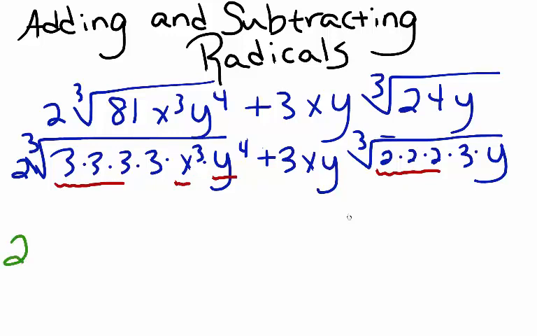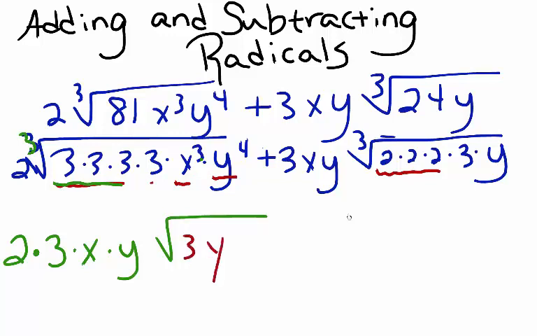So now I have 2 times, and I take this perfect cube, 3 times 3 times 3, the cube root of that is 3, and I look at my index, which is 3, and I see how many times does that divide into my exponent of x. 3 divides into 3 one time, so I can take an x out of my radical. I look at my index. 3 divided into 4, which is the exponent for y, divides in one time, so I can take out a y. And then whatever I have left over simply stays inside the radical. That would be 3 and 1y, 3y.